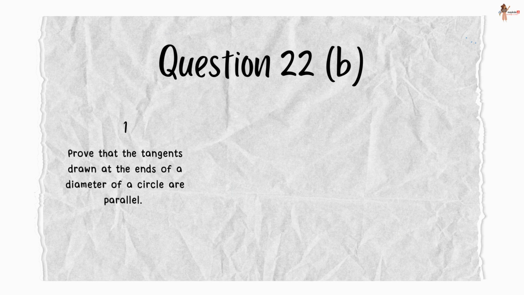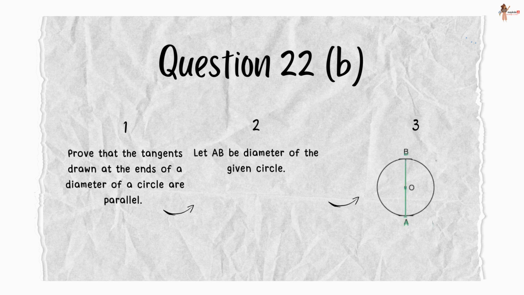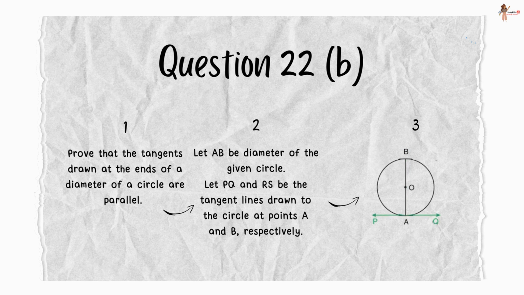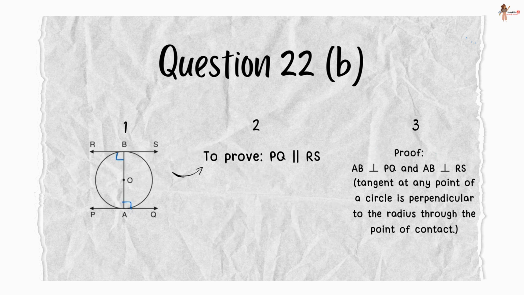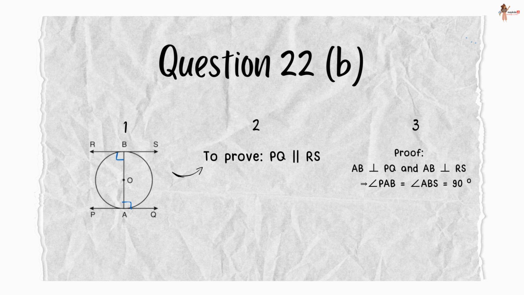Now we have to prove that the tangents drawn at the ends of a diameter of a circle are parallel. Let AB be diameter of the given circle. Let PQ and RS be the tangent lines drawn to the circle at points A and B respectively. Now AB is perpendicular to PQ and AB is also perpendicular to RS because tangent at any point of a circle is perpendicular to the radius through the point of contact.